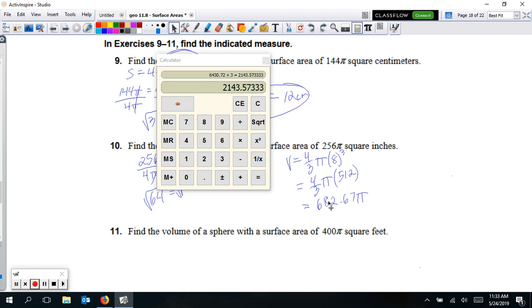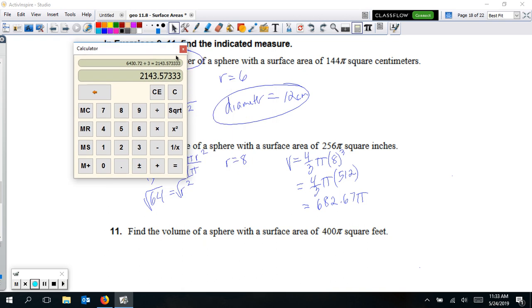So actually, they left it in terms of pi, that's right. I should leave it in terms of pi because that's the way the answer wanted it to be. Our surface area was in terms of pi, so they want the volume in terms of pi. If I did that, it would have just been 512 times 4 divided by 3. I'm just doing the numbers, not actually multiplying by 3.14. So with my 512 back on the calculator, I'm going to multiply it by 4 and then divide by 3, which gives me 682.67, and then we put pi next to it.